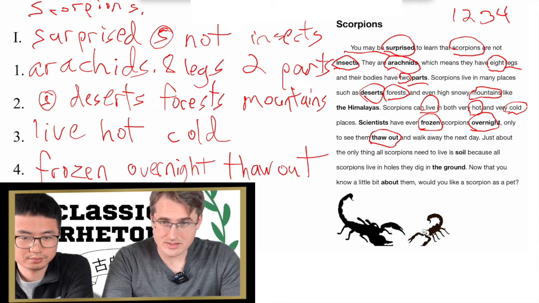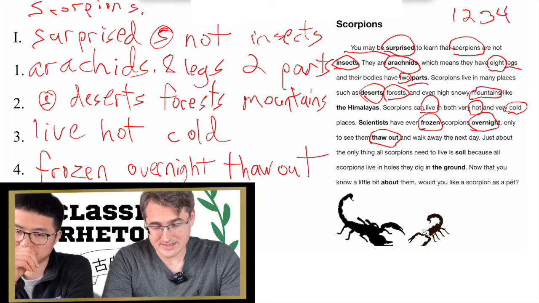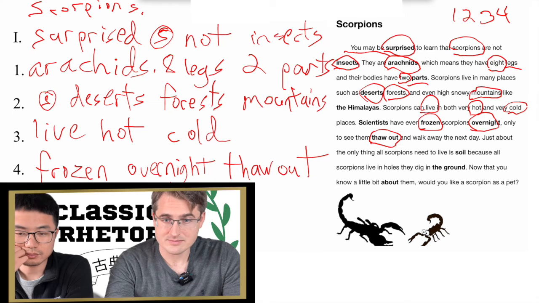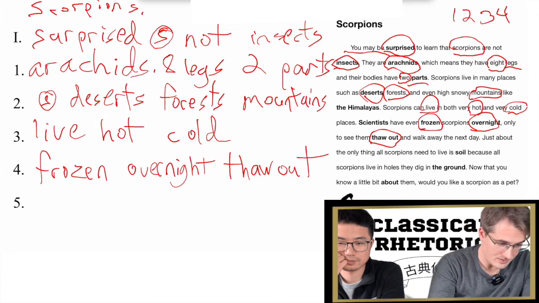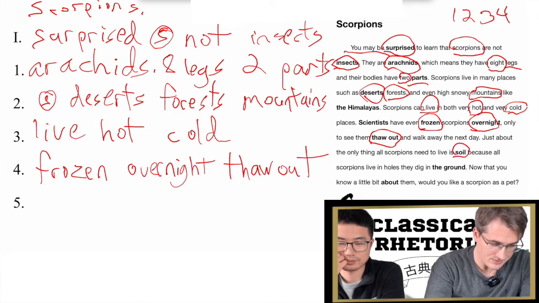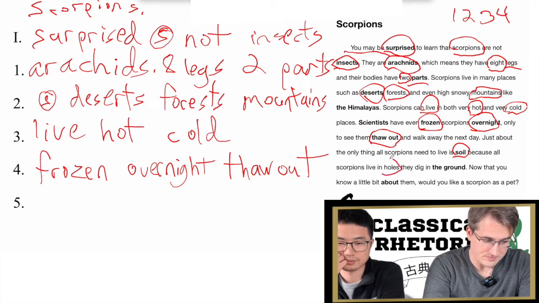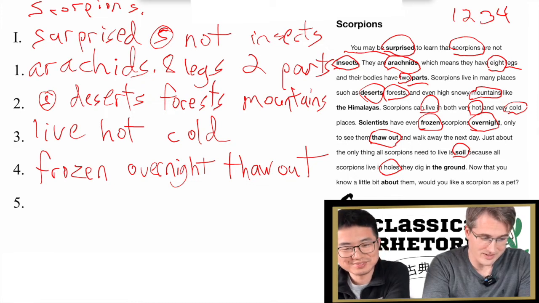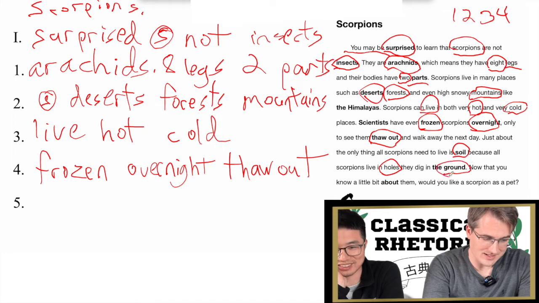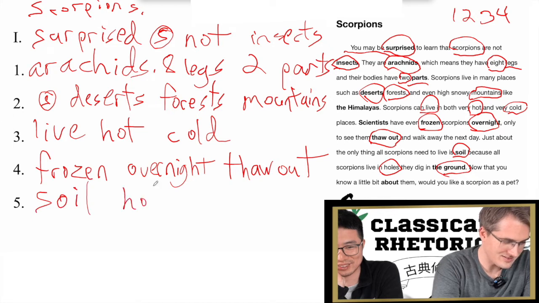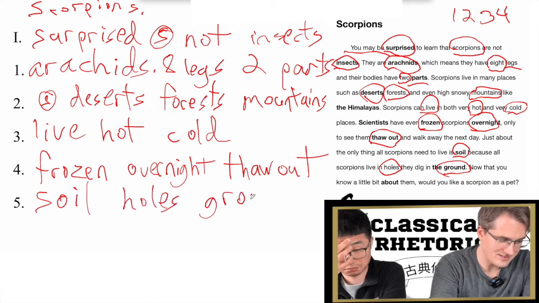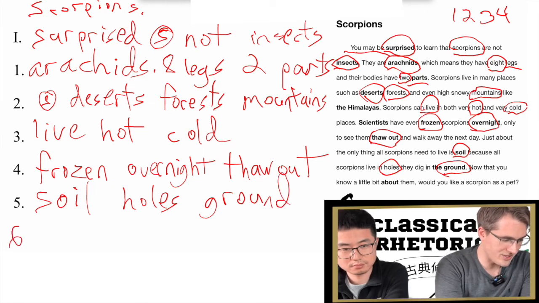Just about the only thing all scorpions need to live is soil, because all scorpions live in holes they dig in the ground. Jessica, can you give us 3 keywords? Holes? Soil. Holes in the ground. We got one word, ground. I think you mean ground. Okay. Soil, holes, ground. And we have a conclusion.